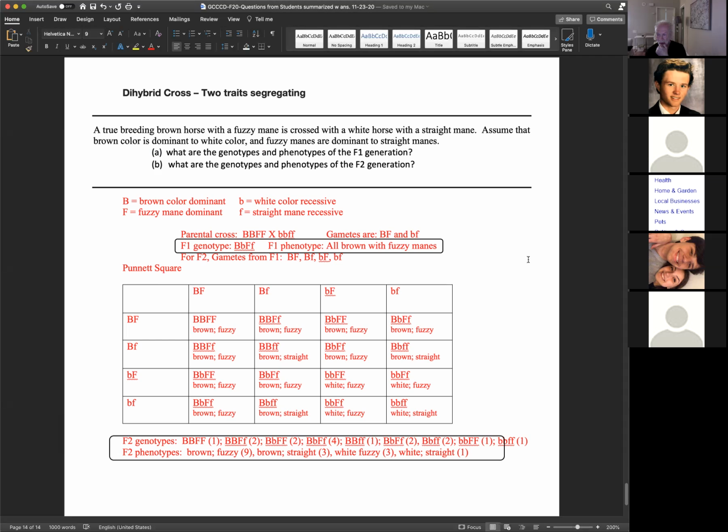I'll keep an eye on chat, Rachel, if you have anything else you want to type in there about that explanation. So a dihybrid cross, we're talking about two different traits at the same time. We have to consider them both. These are going to be your potentially big Punnett squares. They can have up to 16 boxes depending on how evil the professor's problem setup is. In this case, he gave us the full Monty. We have a true breeding brown horse with a fuzzy mane crossed with a white horse with a straight mane. Assume that brown color is dominant to white and fuzzy manes are dominant to straight.